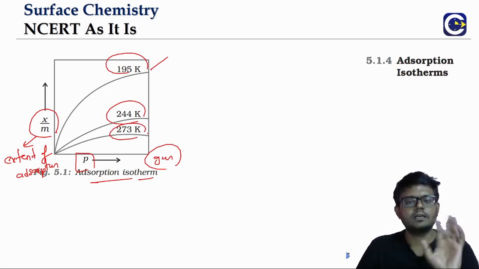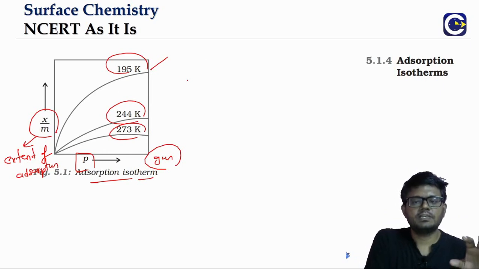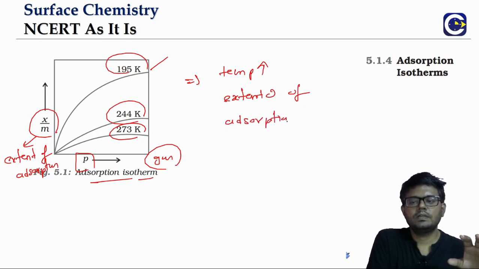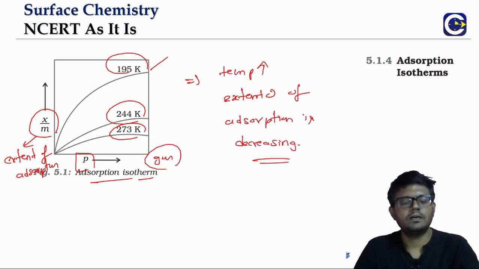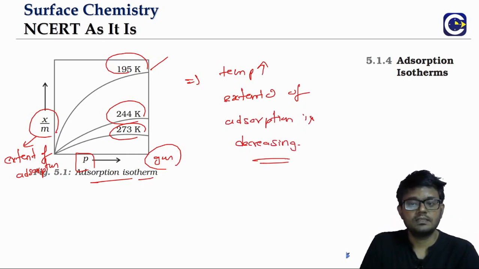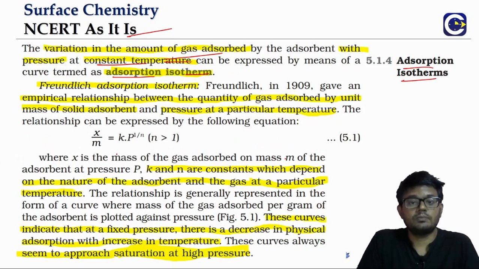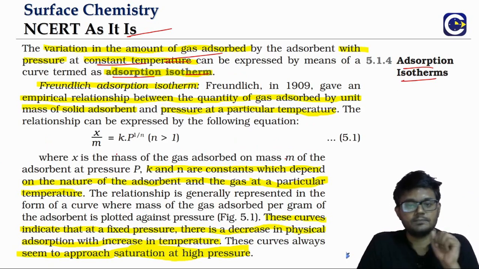As you can see here, one thing that is very stark from the graphical representation is that as the temperature is increased, the extent of adsorption is decreasing. This is something that we have even discussed based on our analysis, because adsorption at the end of the day is what? Exothermic, right? So if you increase the temperature, the amount of adsorption will decrease.